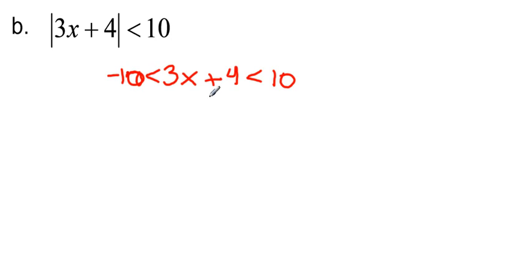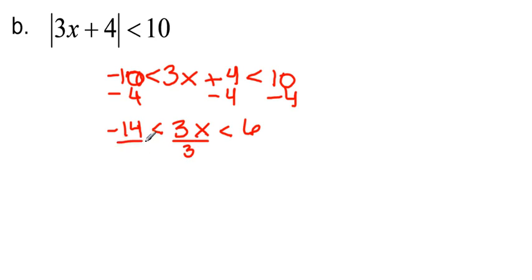Okay, so I'm going to subtract 4 from the middle and from each endpoint. That gives me -14 is less than 3x is less than 6. Now we're going to divide everything by 3, again in the middle and on each endpoint. The goal here is to get x by itself in the middle of our two symbols. And we have -14/3. If you want to convert this into a mixed number, you certainly could do that. I would do it so that you can tell where to graph it on the number line.